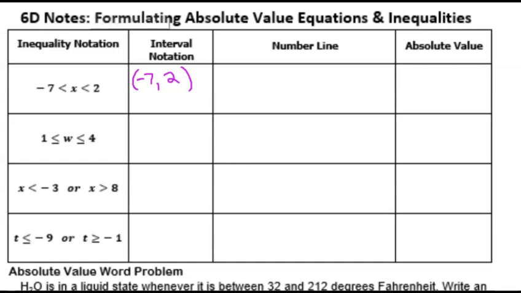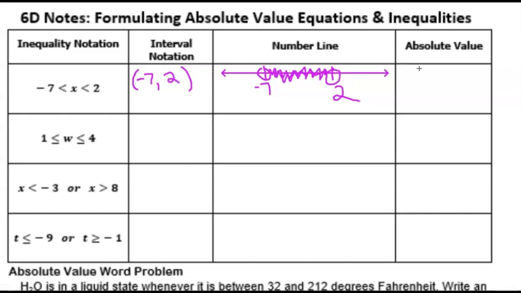For the number line, we'll draw the line. Both of the points are open holes because, again, there's no line under the inequality symbols. And the x is in the middle, so that's where we're going to shade in the middle of these two critical points.